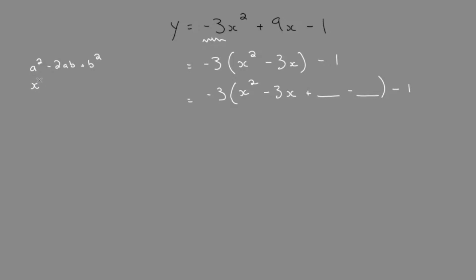x squared minus 3x. If we have an odd number, it's a little bit difficult to come up with the last term. I'll show you what it is and then I'll explain how we got it. So if we have this, you might be able to see that we would be able to factor this with x minus 3 over 2 and x minus 3 over 2.